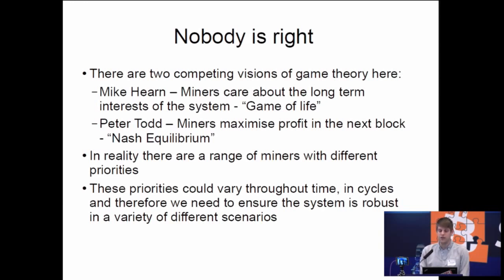And what I think will happen is over the economic cycle, this could just kind of naturally vary. So, for example, if the Bitcoin price is crashing, if electricity costs are going up, and miners' profit margins are going down, then they'll kind of move towards the next block game theory end of the spectrum. And we need to ensure that this system is robust in all scenarios and can survive across the economic cycle.